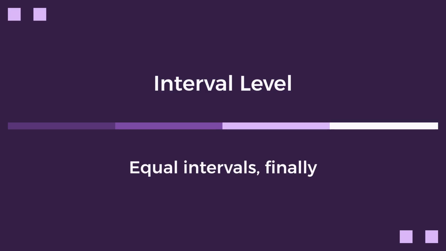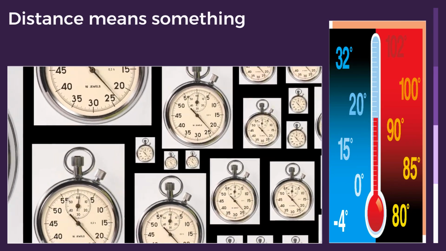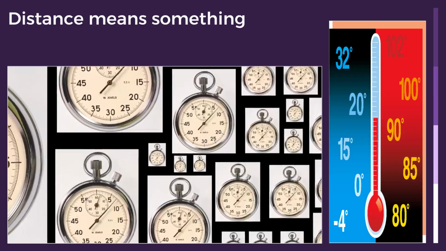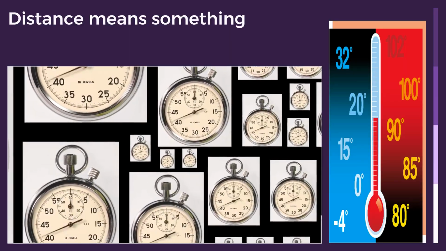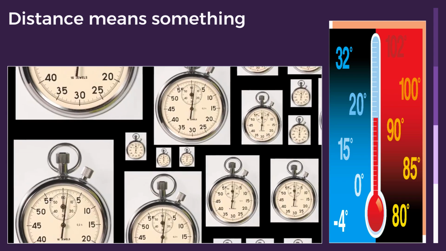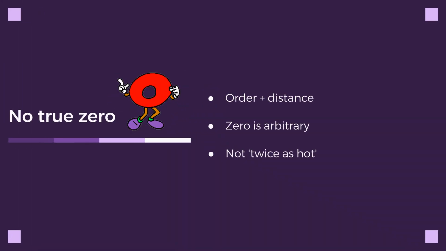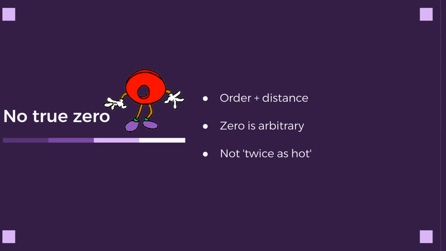Moving on to interval data. Now we're getting serious. Well, relatively speaking. Interval data has order, and the distance between data points is meaningful and consistent. Think of temperature in Celsius or Fahrenheit. The difference between 20 and 30 degrees is the same as the difference between 30 and 40 degrees. Here's the catch. There's no true zero. 0 degrees Celsius doesn't mean no heat. It's just an arbitrary point. Because of this, you can't say 40 degrees is twice as hot as 20 degrees. Bummer for the math lovers.